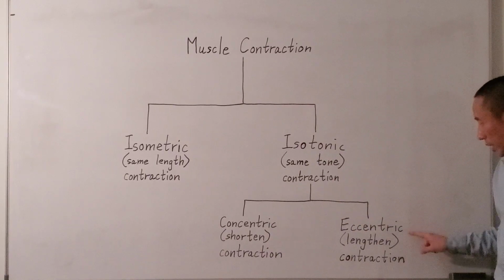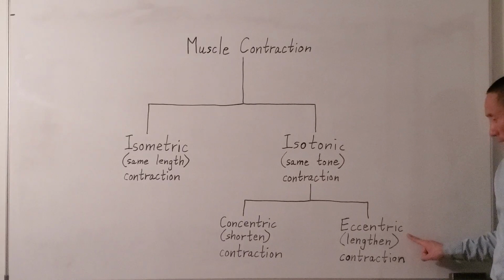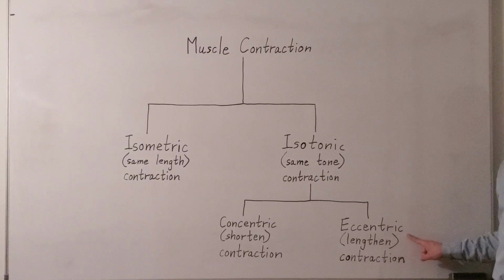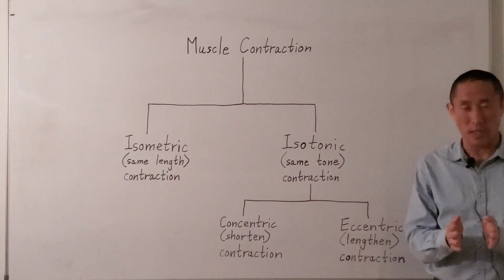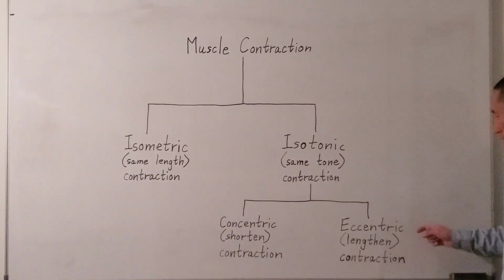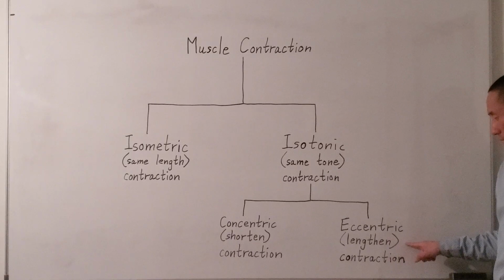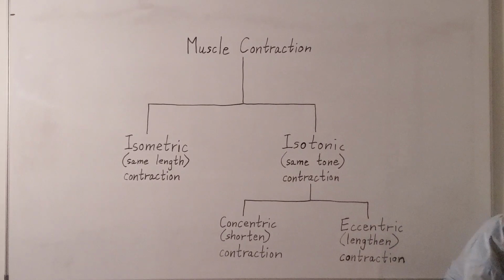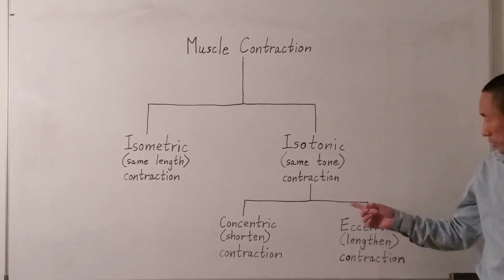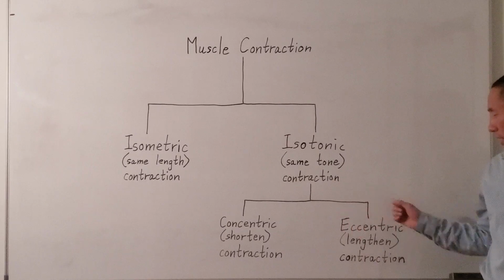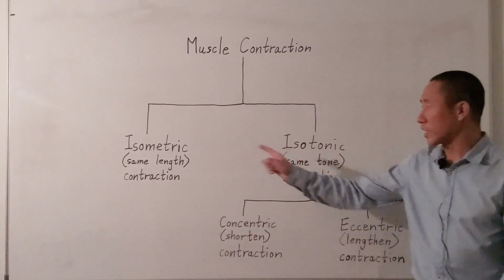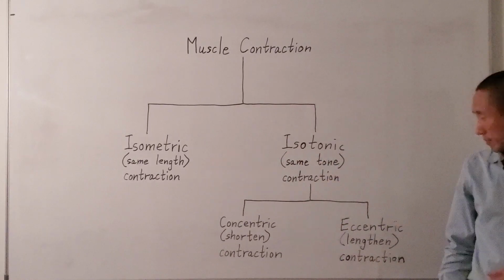Now, when we look at eccentric contraction, the word eccentric means not the center. So what does it mean? Not in the center, right? That means the muscle actually lengthens during the contraction. Okay, so that's why you can see that in eccentric contraction, the muscle lengthens, increasing in length. Now let's do an example. What do we mean by concentric contraction versus eccentric contraction? And also we'll include isometric contraction in this demonstration.